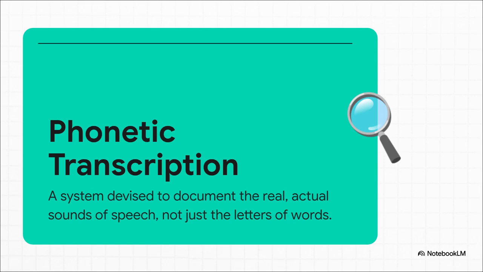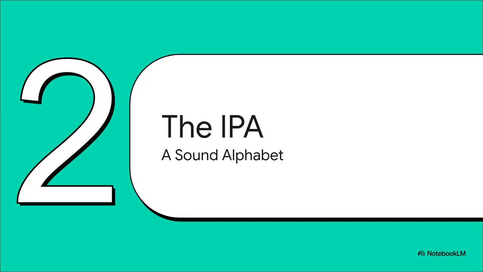Well, they have this amazing tool called phonetic transcription. And let's be clear, this has nothing to do with spelling. This is all about writing down the real, actual sounds that come out of a person's mouth. And you know what? This skill is the absolute bedrock for diagnosing any kind of speech sound disorder. And to pull this off, they don't use the alphabet we all learned in school. Nope. They use a special alphabet, one that was built from the ground up just for sounds. It's called the International Phonetic Alphabet, or the IPA for short.